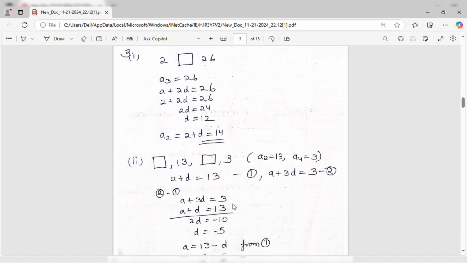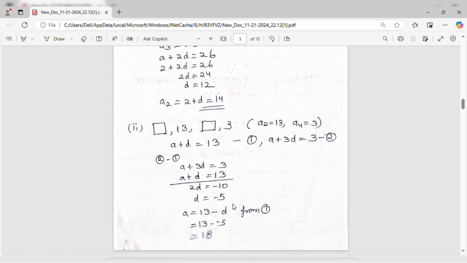In the third question we have to find the missing terms. So again we will use the same formula A plus N minus 1 into D. A is given, A3 is given in the first part. So we will use the formula AN for the third term. A plus 2D equal 26 and we will get D as 12. So the second term would be A plus D. So the second term is 14.